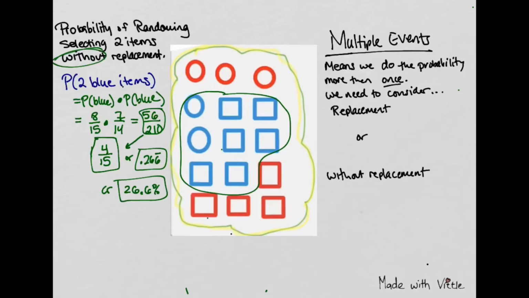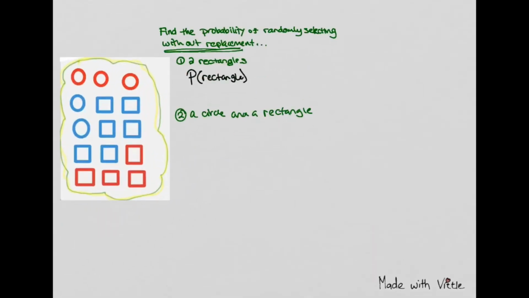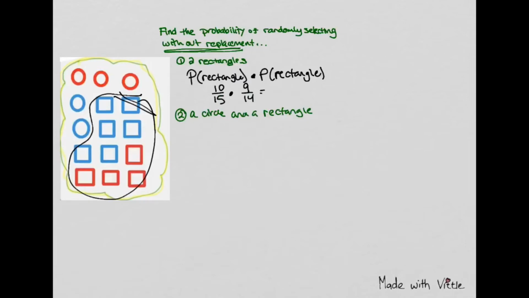Now let's look at the idea of finding the probability without replacement again of two rectangles. So the first one's a rectangle is 10 out of 15, but the second one being a rectangle, you have one less, so it's 9 out of 14. And they're just rectangles, so it's not like there's any difference one way or the other. That's how I reduce it to 3/7.